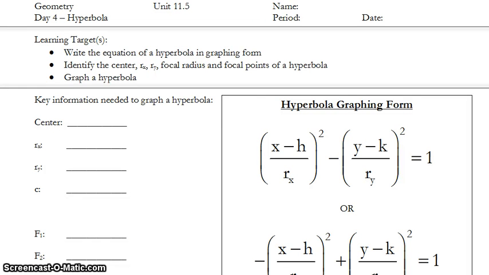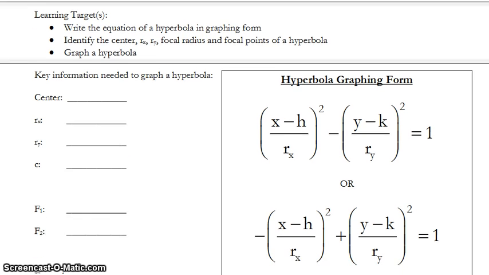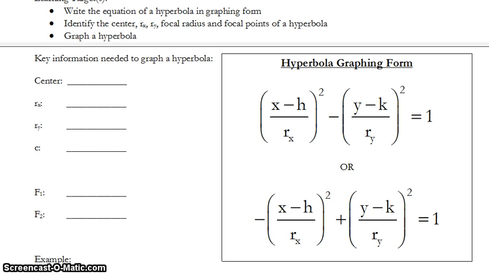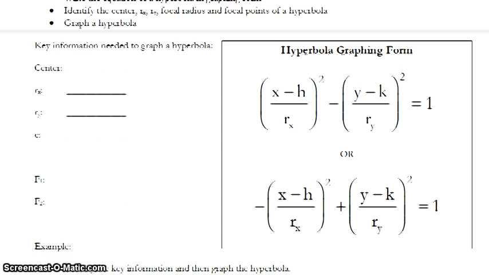So the last conic that we are going to study is called the hyperbola. Some people will call it the hyperbola. It is pronounced hyperbola. And we are going to do the same things: write the equations, identify some major aspects of it, and graph it.